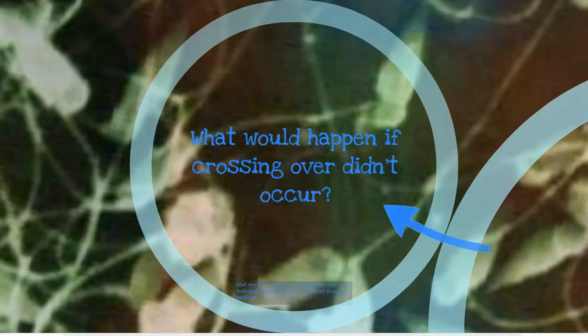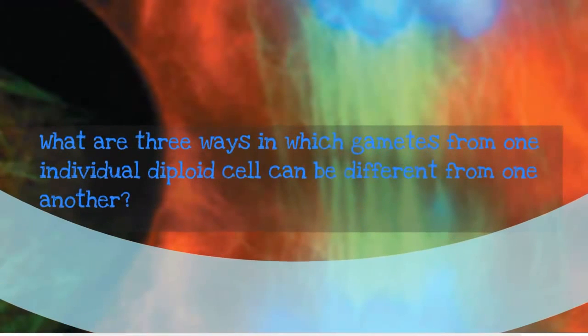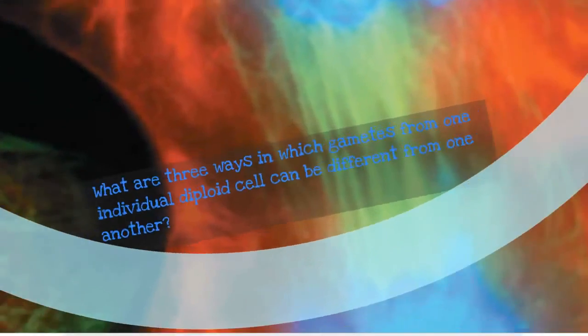Here's your next thinking moment. What would happen if crossing over didn't occur? Write down your thoughts on this and include it with your notes for points and discussion in class. In conjunction with that idea, what are the 3 ways in which gametes from one individual diploid cell can be different from another? Basically, what this question is asking is how can your gametes from one cell to the next vary? Write down those and bring it to class for discussion.